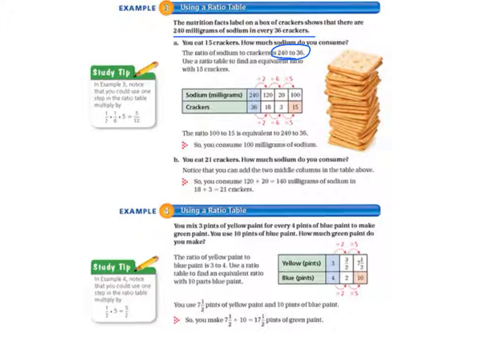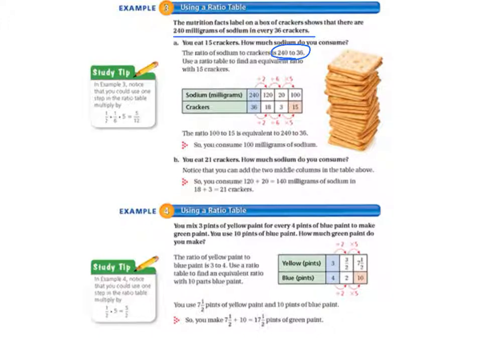So we start out with the ratio that's given to us in the problem, 240 and 36, so 240 milligrams of sodium per 36 crackers, and we cut that in half, so we're dividing that by 2, so we have 120 milligrams in our second box, and that means we divide the crackers by 2 also, so that's 18 crackers. And then we divide that by 6. So we now have 20 milligrams of sodium and 3 crackers.